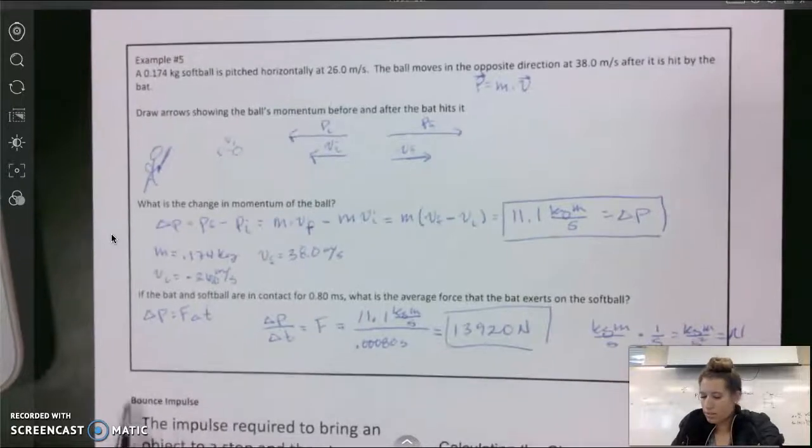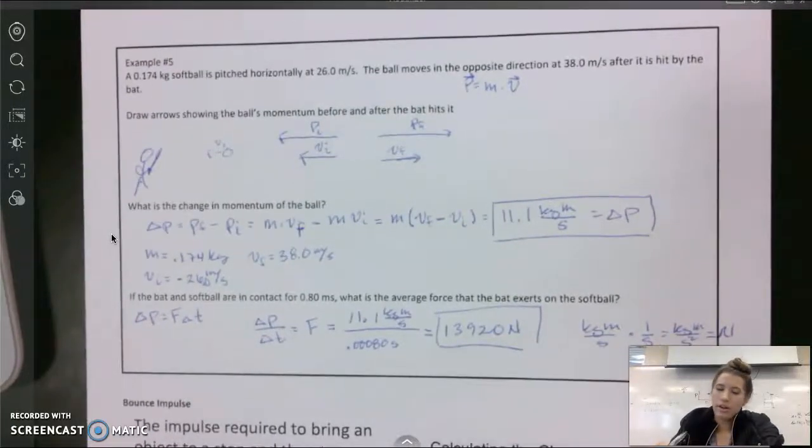We're going to skip this bounce impulse, and so that's it for notes today. We have your concept check and then the assignment.